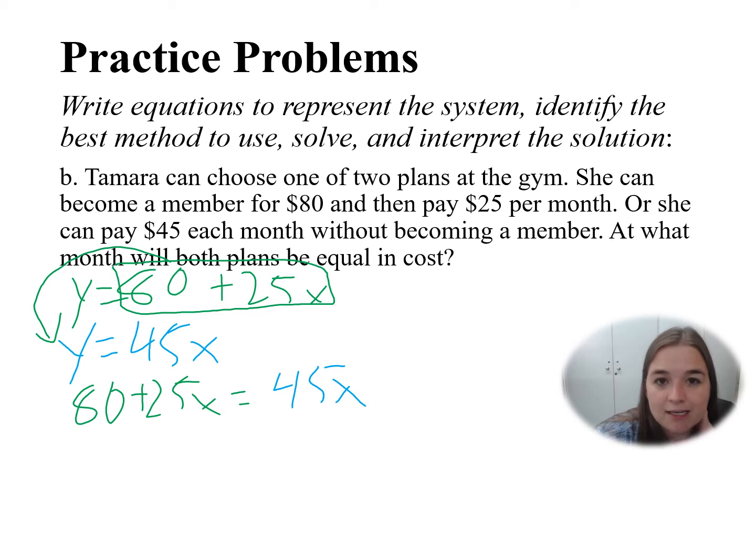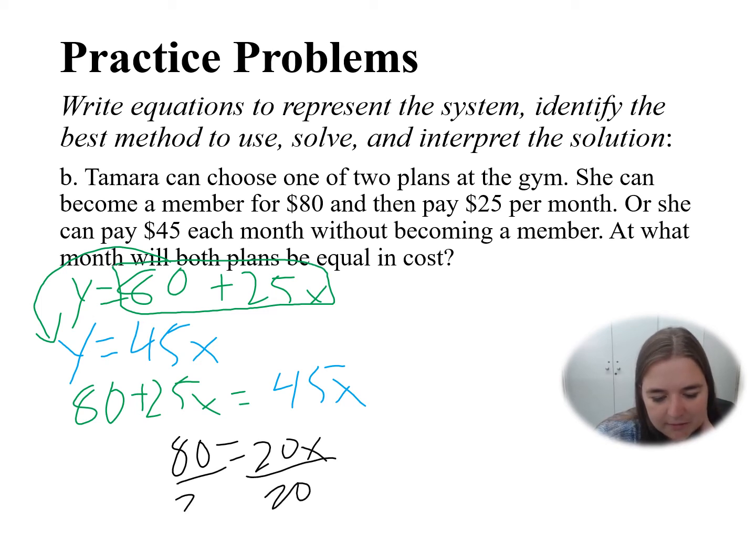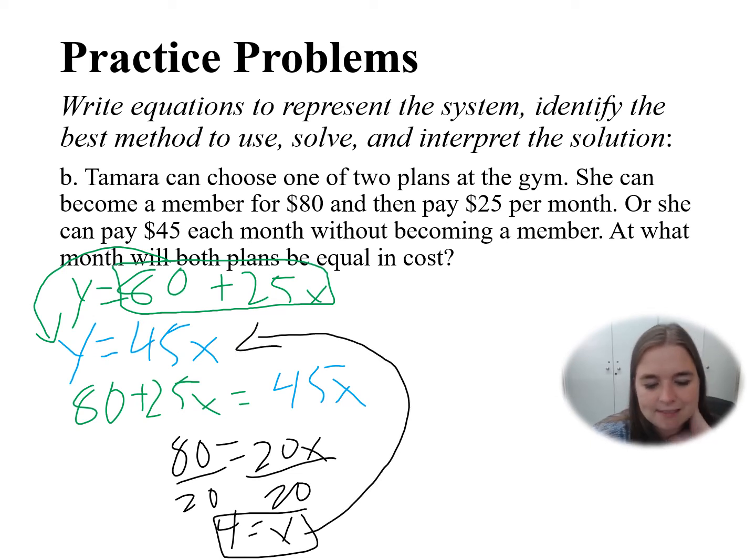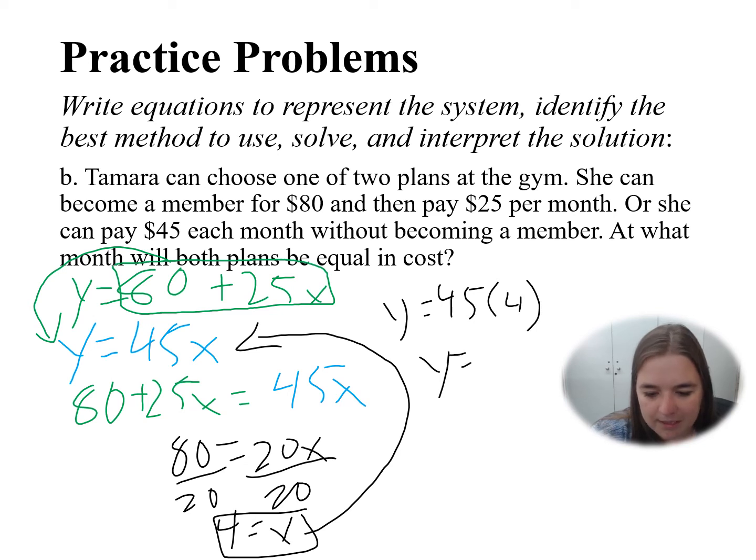So I know that I can combine my like terms, so I'm going to take away 25x from both sides, and I get 80 equals 20x, divide by 20, and I find out that x equals 4. Well, now I'm going to plug it back in. I'm going to plug it into that second equation, so it's a one-step problem here. Y equals 45 times 4. So y equals 180.